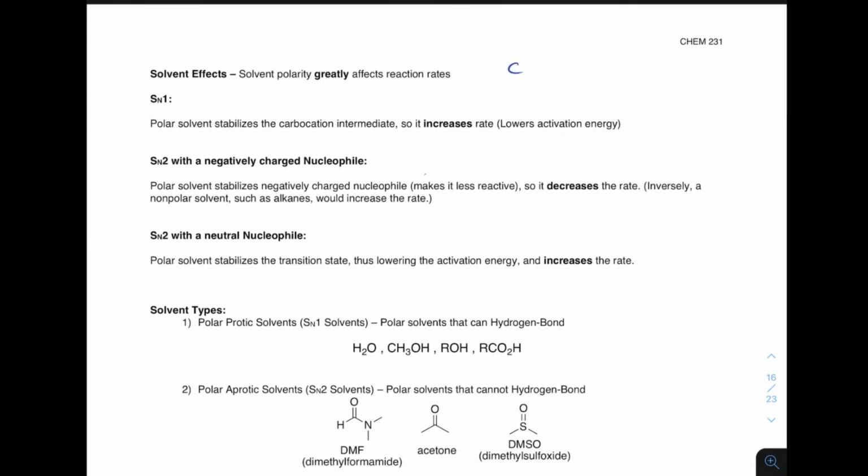So if we had something like this, where we had our carbocation, that is tertiary, it would be stabilized by, for example, water as our solvent. There's tons and tons of water molecules in here, and so we would be seeing a lot of stabilization going on with that partially negative oxygen. So this would stabilize that carbocation intermediate. So it lowers the activation energy and makes the reaction happen faster.